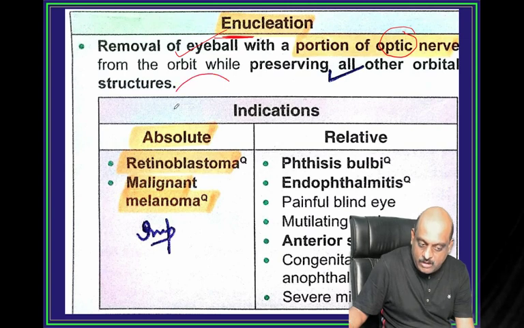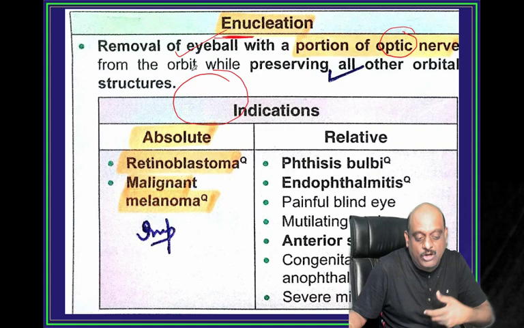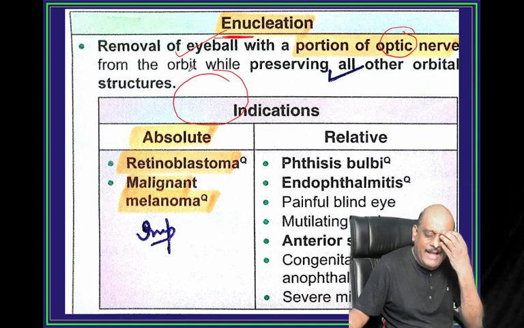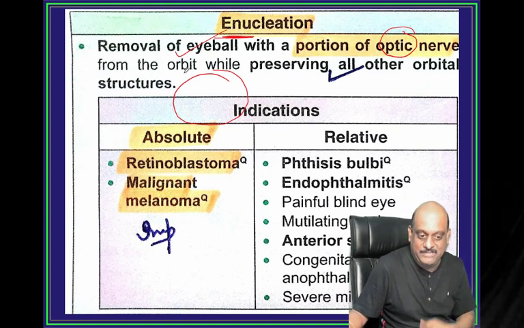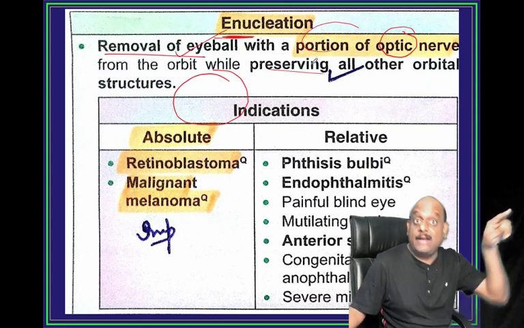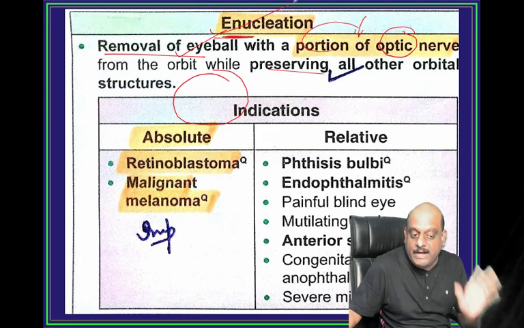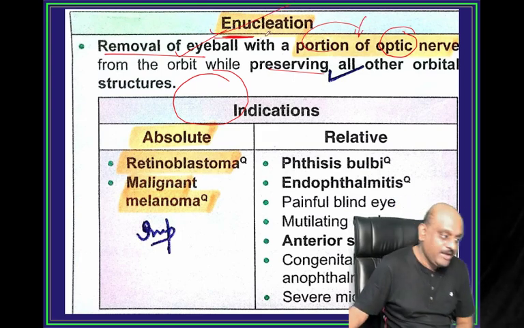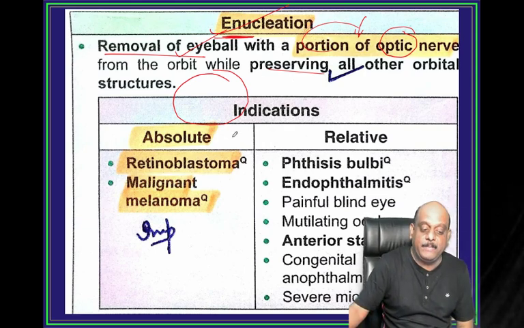See doctor, orbit means that bone, the bone of the skull, that is the orbit. In the orbit, along with the eye, there are other structures also. So if you are removing the eyeball, preserving all other orbital structures along with a portion of optic nerve, that is called enucleation. What is an absolute indication for enucleation, doctor? Definitely will come in tomorrow's NEET PG.